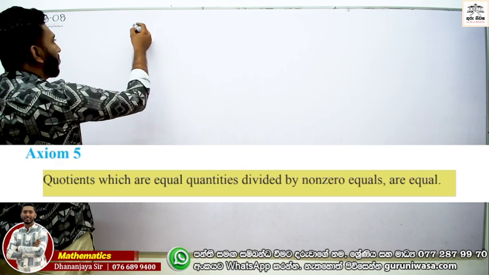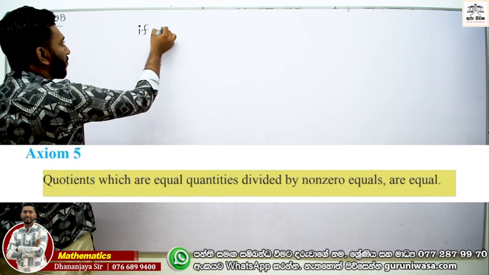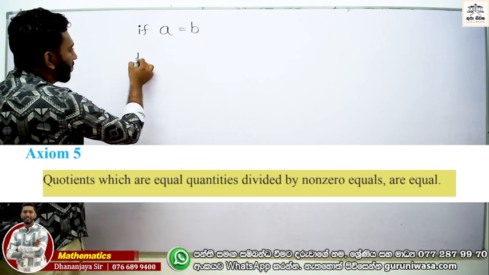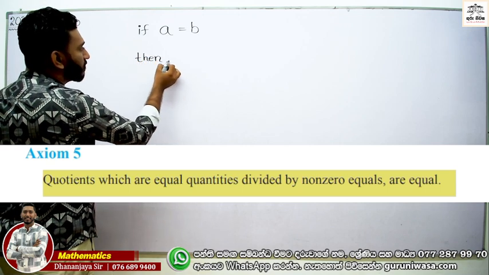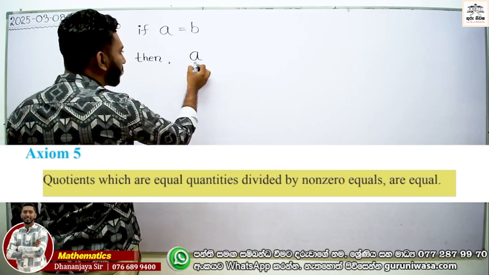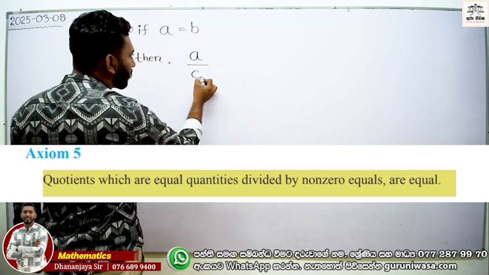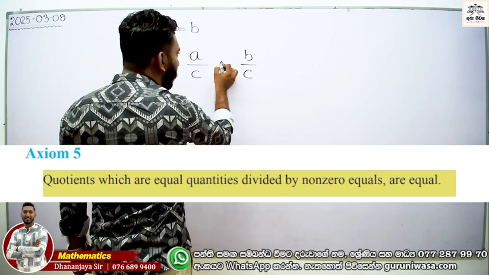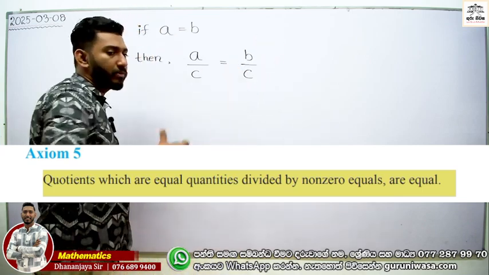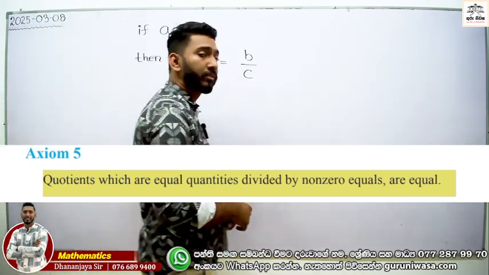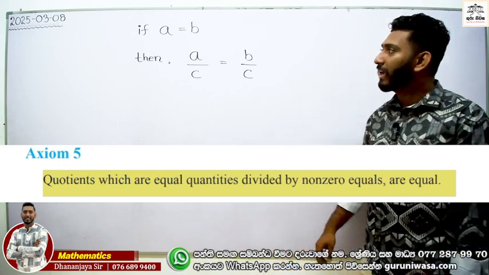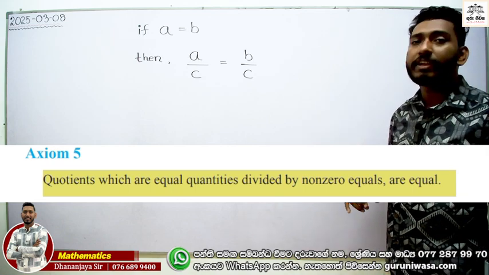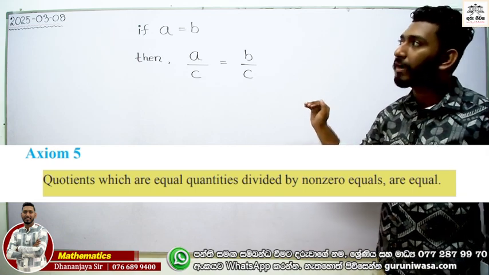Logically, if A equals B, then I am going to divide by the same quantity. A divided by C, B divided by C. Now these quantities become equals. That's the same scenario, right? Then the quantities become equal. And this is axiom number 5, right?